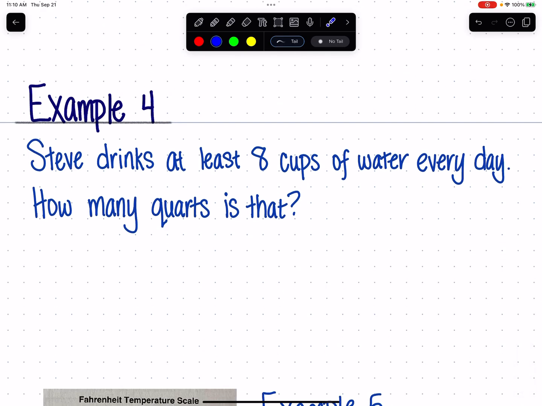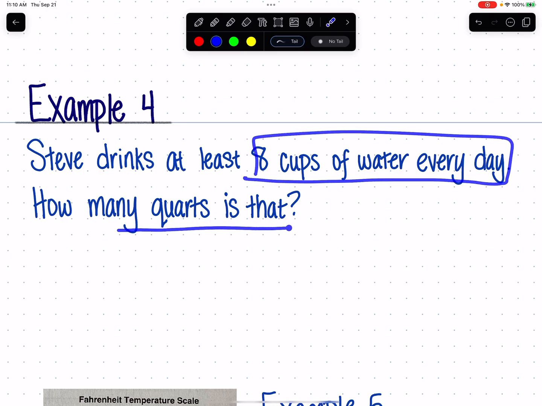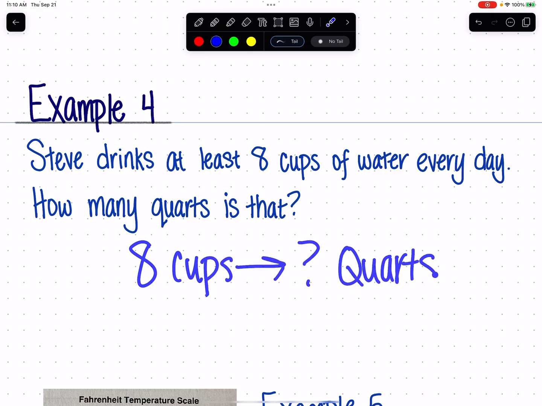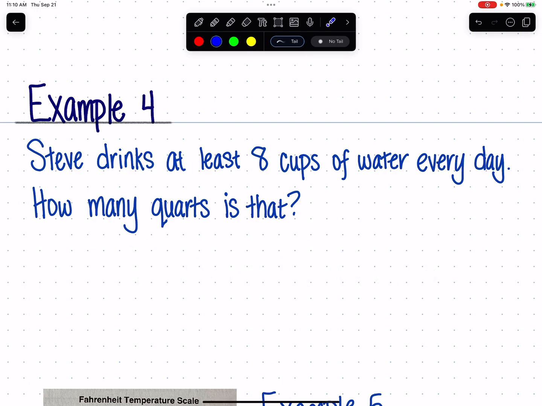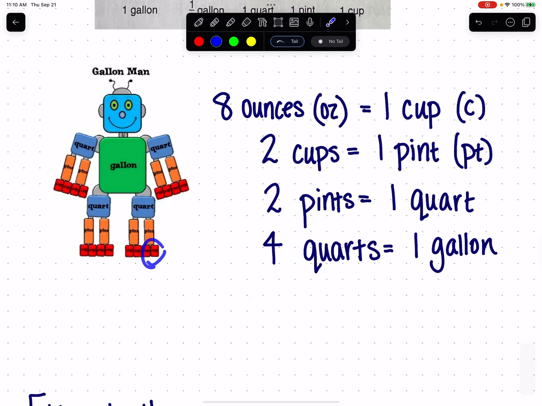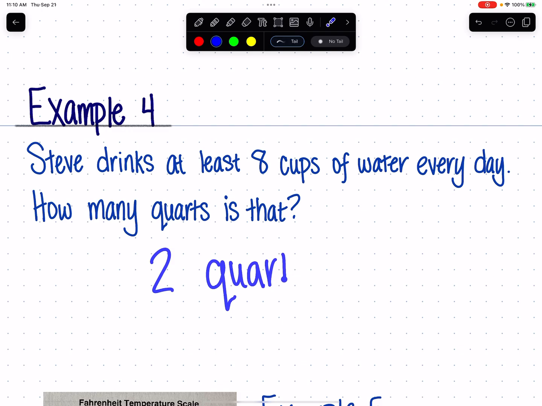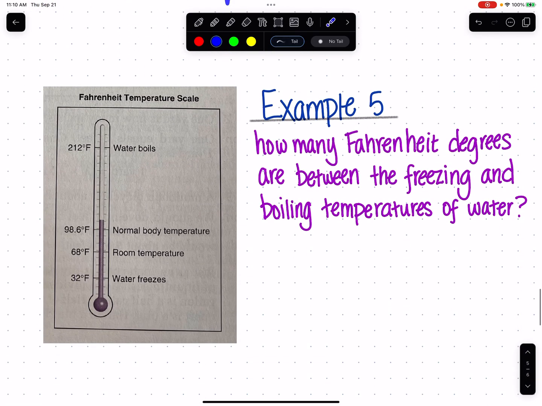Example 4, Steve drinks at least 8 cups of water every day. How many quarts is that? So they want you to change 8 cups to how many quarts? So should we look at the gallon man to figure that out? We know that 2 cups is 1 pint, and then 2 pints is a quart. So it's going to be 4 pints, which is 2 quarts. Does that make sense? Tell me if that doesn't make sense, but I have a feeling that you are already way ahead of me on this one. Okay, the next example is easy.